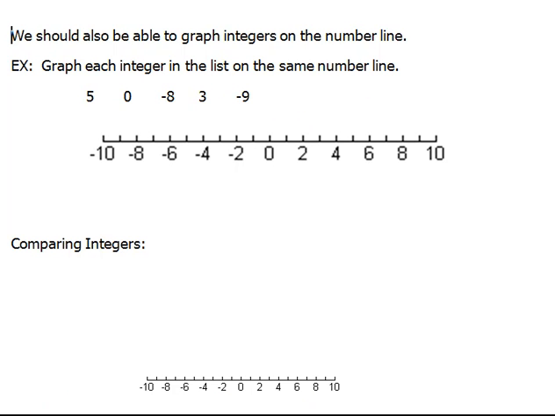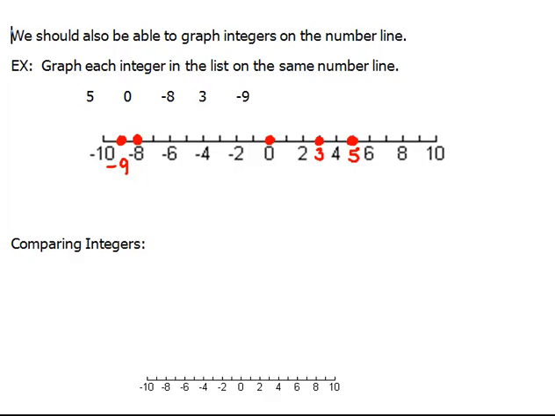All right, now we can also learn to graph these things on our number line. So let me plot these numbers: 5, 0, -8, 3, and -9. We're going to plot them one at a time. Remember that our positive numbers are to the right of 0, our negative numbers are to the left of 0. So 5 would be here between 4 and 6, 0, -8, 3, and -9.